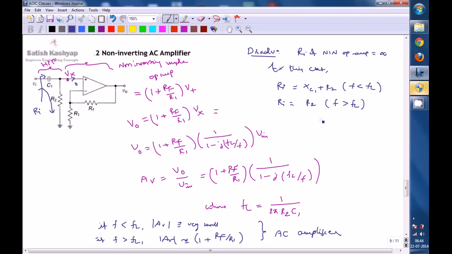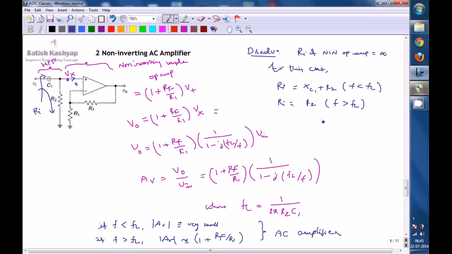Okay, such that the input signal is multiplied by 1 plus Rf by R1 times. Next, the disadvantage is that the input impedance is going to be reduced. Generally non-inverting mode is preferred since it has very high input impedance, but that advantage is going to be eliminated.